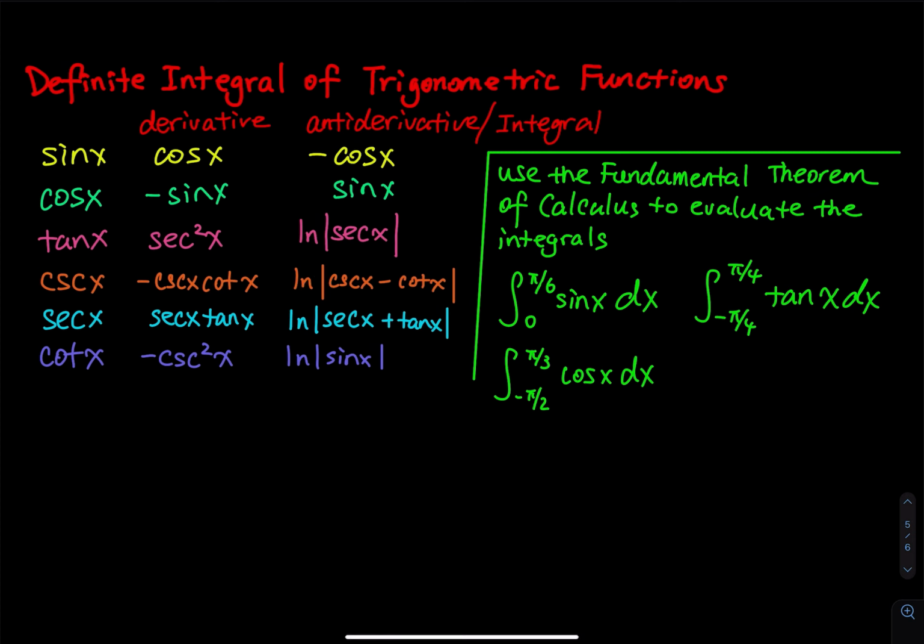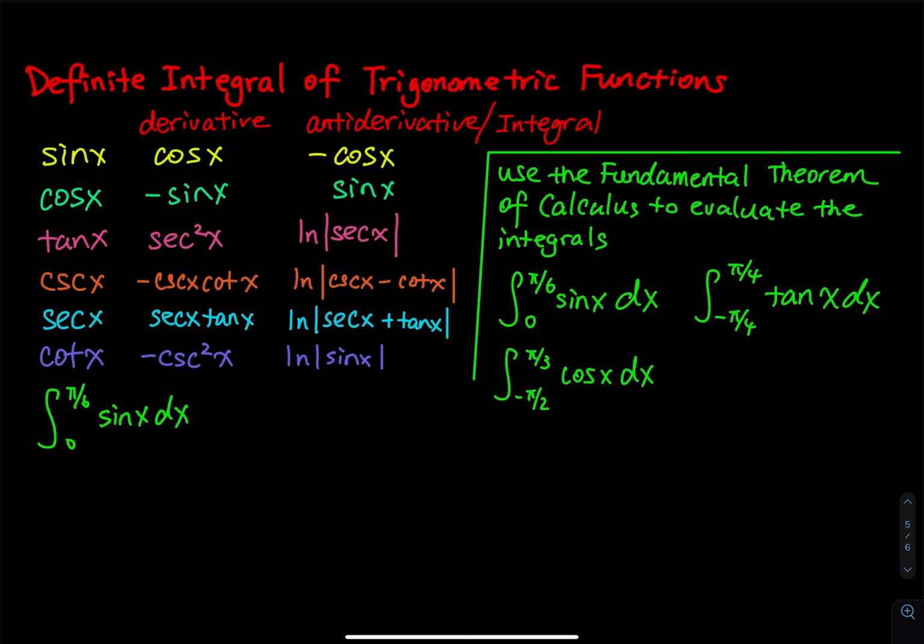Alright, so we have the antiderivatives. What we are trying to do next is evaluate these 3 definite integrals using the fundamental theorem of calculus. Starting with the first one, we have an integral of sine of x, from 0 to pi over 6, sine of x dx. We are looking for the exact answer, so don't even think about your calculator.